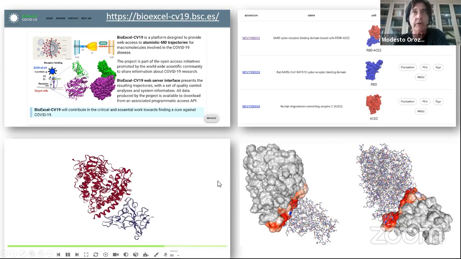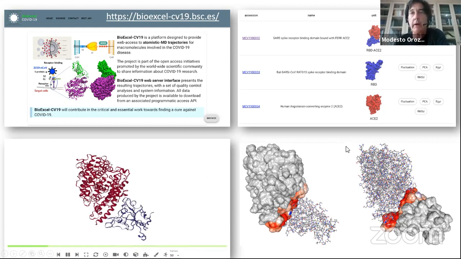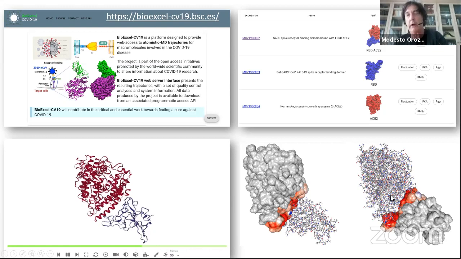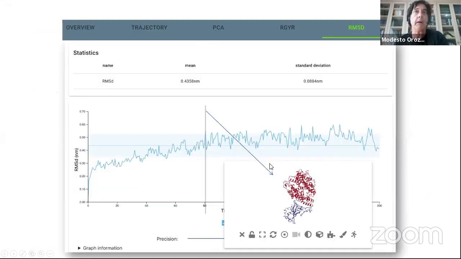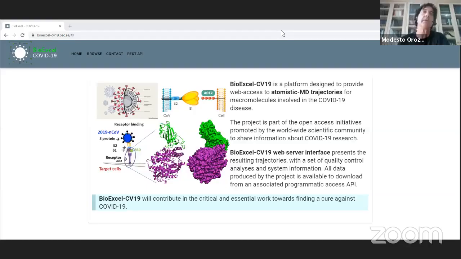You have the trajectories for many proteins, then you have information on the proteins, detail how the protein looks like, even access to specific points of the trajectory. Let me try if I can change to another screen to show you in real life how the server looks like, because I think this is going to be more useful. It's fully free.